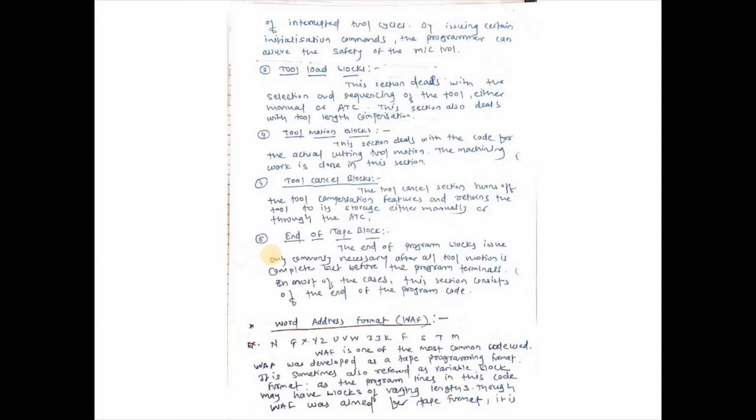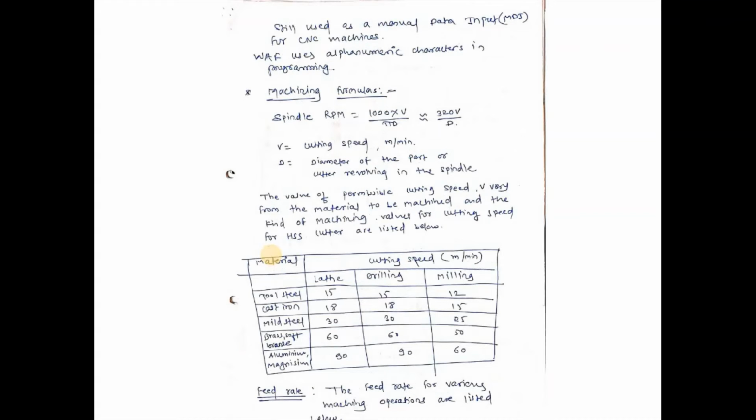Next, F indicates the feed, whatever feed is required for that tool. S is speed. T means tool number, which tool we are going to use, we have to mention that tool number. And M for machining. So this is a very useful format for making the programming in NC part.